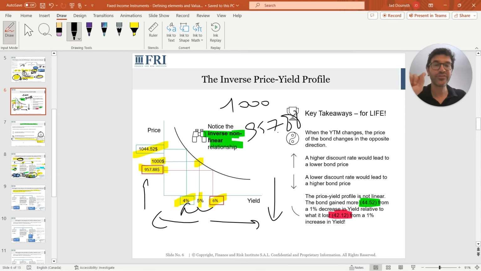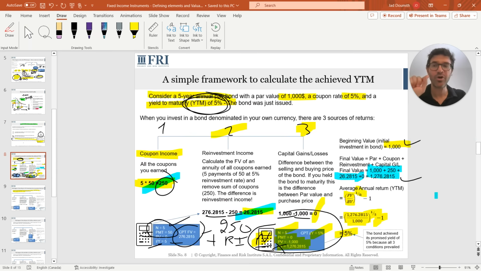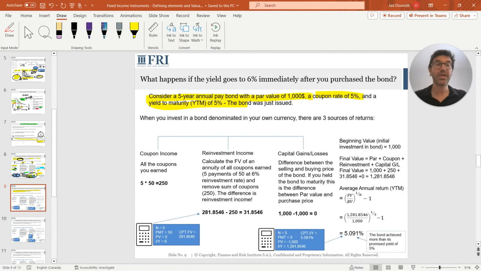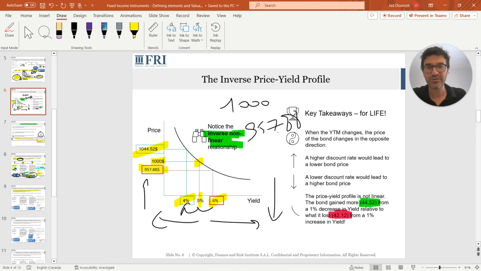This capital loss exists if you sell the bond immediately. If you hold the bond to maturity, at maturity, remember, they always pay you back par value. So no capital loss would actually remain if you hold the bond to maturity. And that's a golden key here.